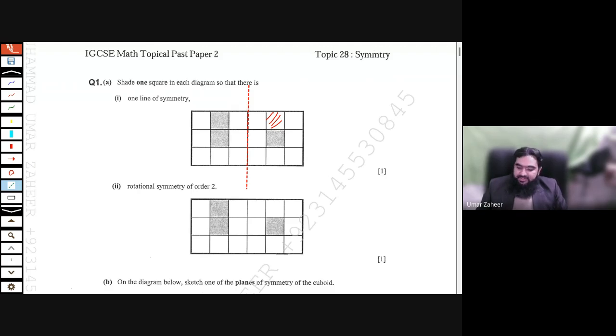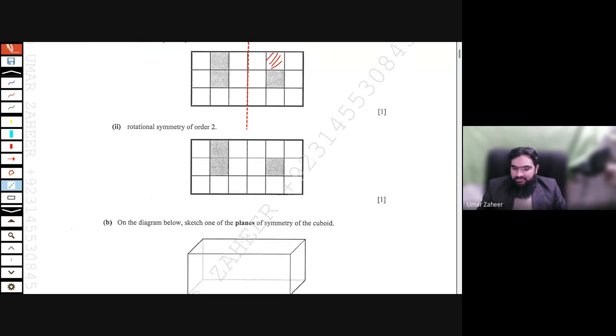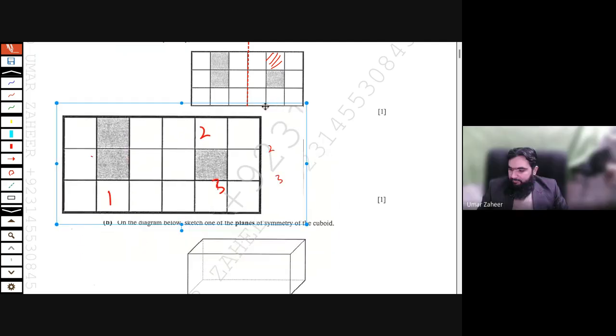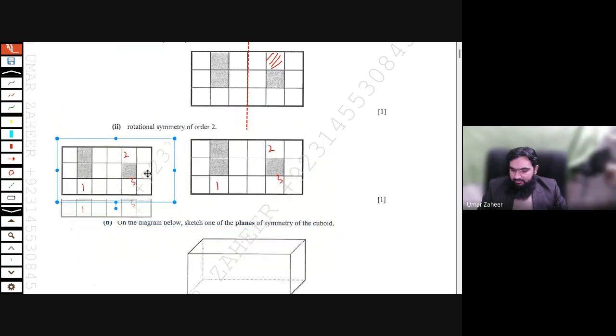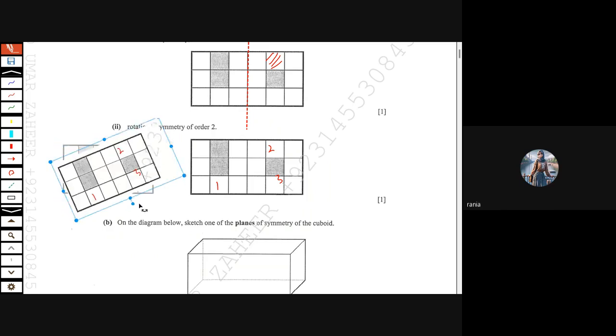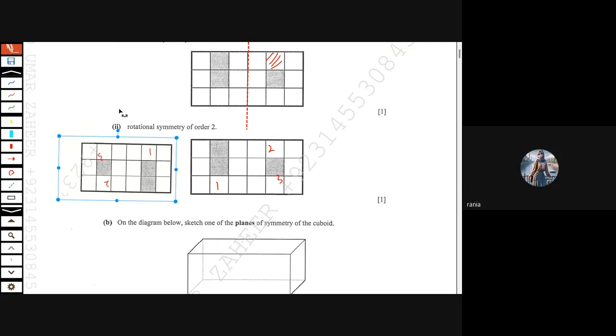In the second one, it says the order of rotational symmetry is going to be 2. So yes, everyone, I'm going to write the values 1, 2, 3. Tell me which square I have to shade so you will get it. Sir, 1. Sir, is it not 2? It is a rotational symmetry. If I rotate it, it must be equal. So that's 2.